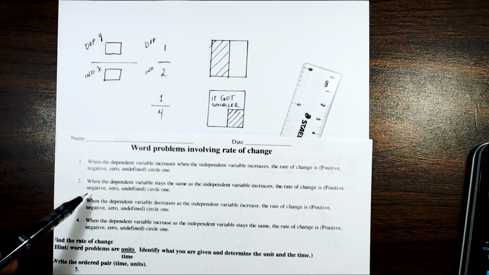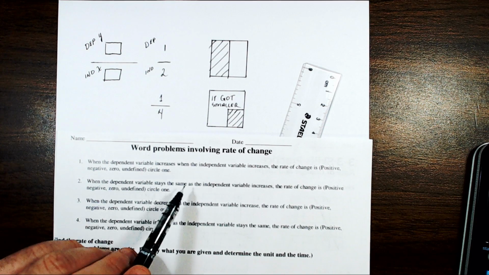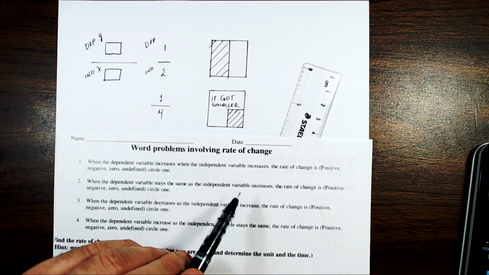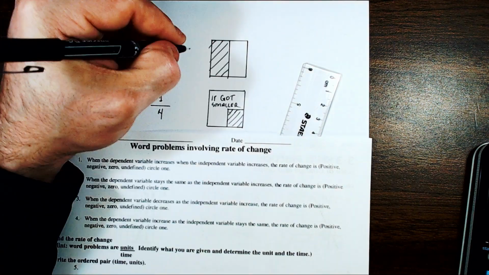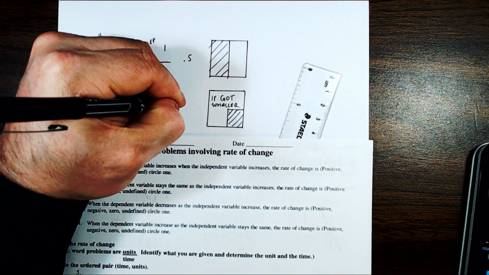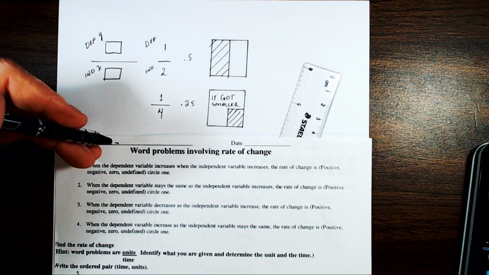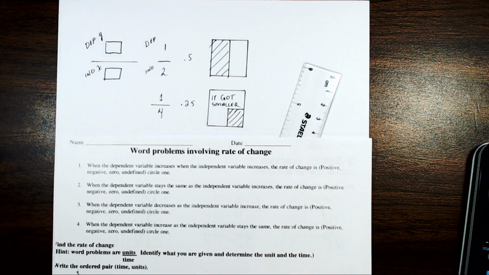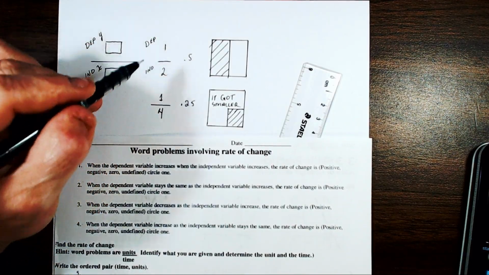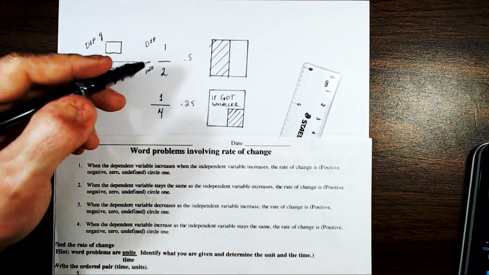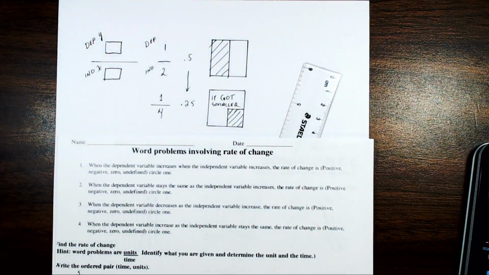Okay. Another way to look at this is saying, as the numerator stays the same and the denominator goes up, what happens to the overall fraction? It gets smaller. So this goes from 0.5 to 0.25. It's like you had 50 cents and somebody took a quarter away. Now you only have 25 cents. So by increasing the independent variable, but not touching the dependent variable, the whole rate of change went down. It got smaller.